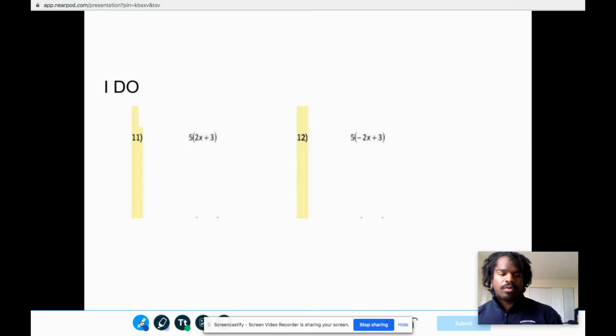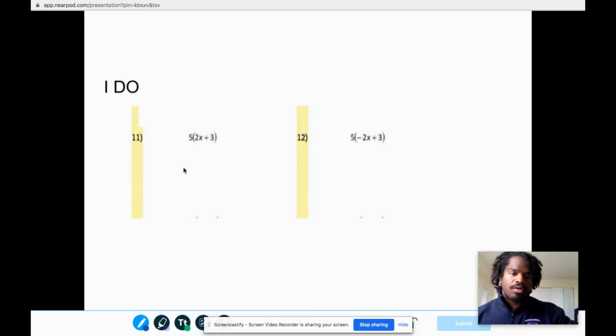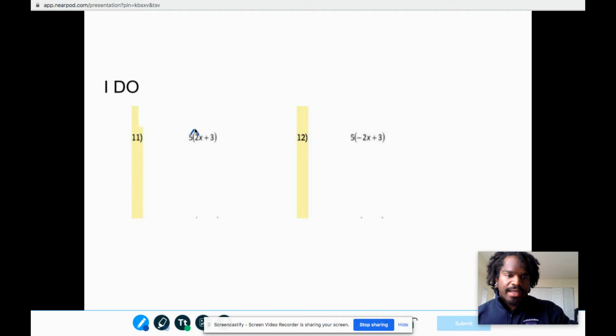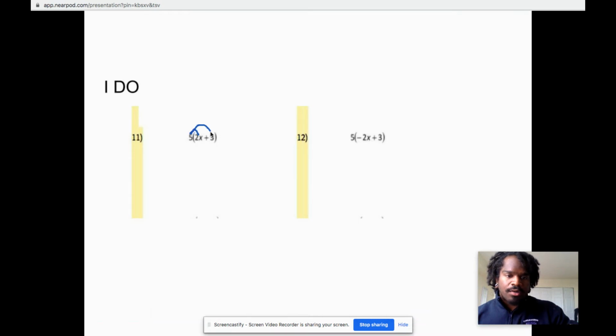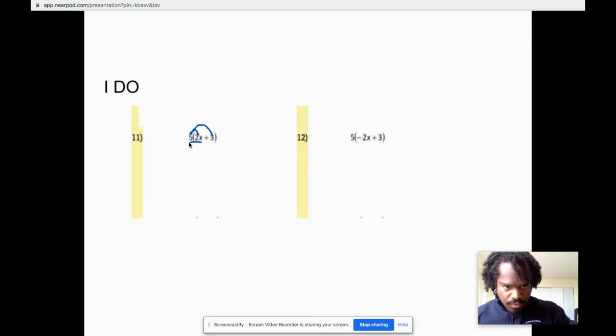So first of all, what we need to do is I like to annotate so that we know exactly what steps we're following. So we have 5 times 2x and 5 times 3. So we're going to draw arrows to each of those terms. We're going to start off with 5 times 2x. Okay, so we can underline that.